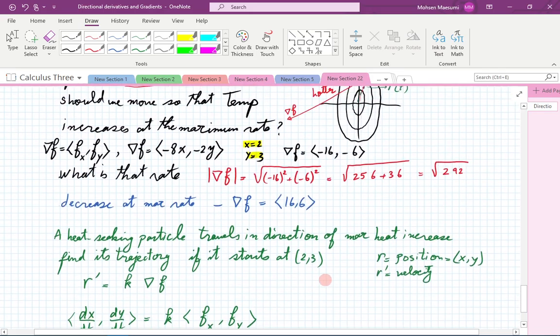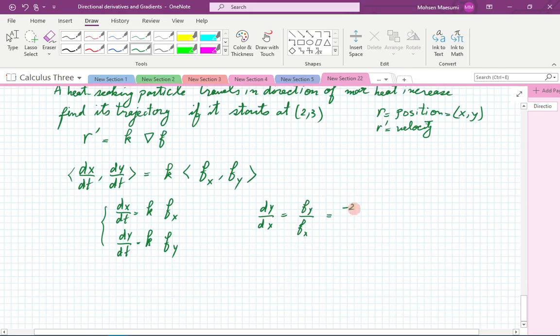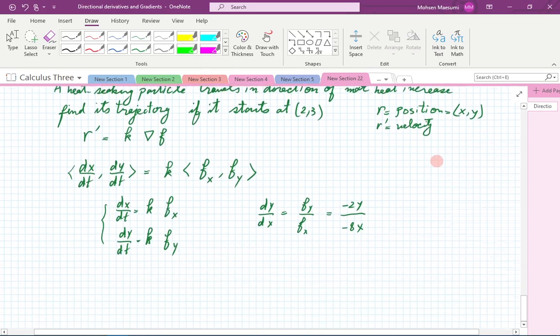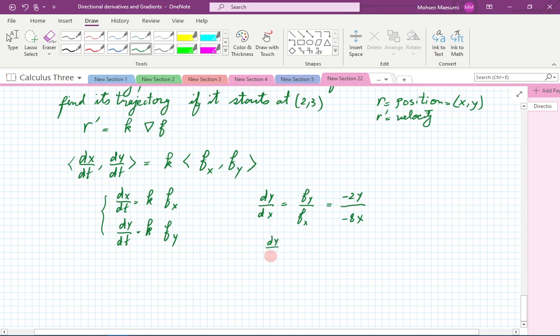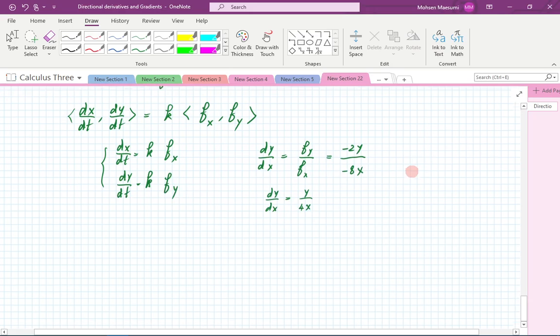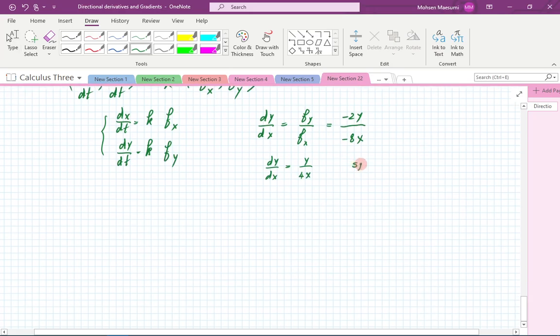We had fy was minus 2y, and fx was minus 8x. Is that right? Fx was minus 8x. Okay, we simplify this thing, and it becomes dy/dx equals y over 4x. Okay, this is going to be the simplest differential equation you are going to see later on, and you can actually solve it here. It's called separable, for the reason that you are going to see momentarily. If I write this thing as dy over y is equal to dx over 4x, you notice that the y's got separated from the x's. That's why it's called a separable differential equation.